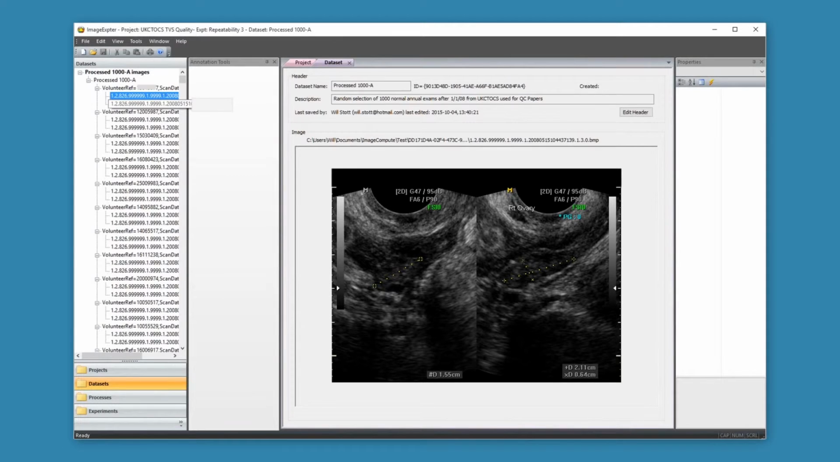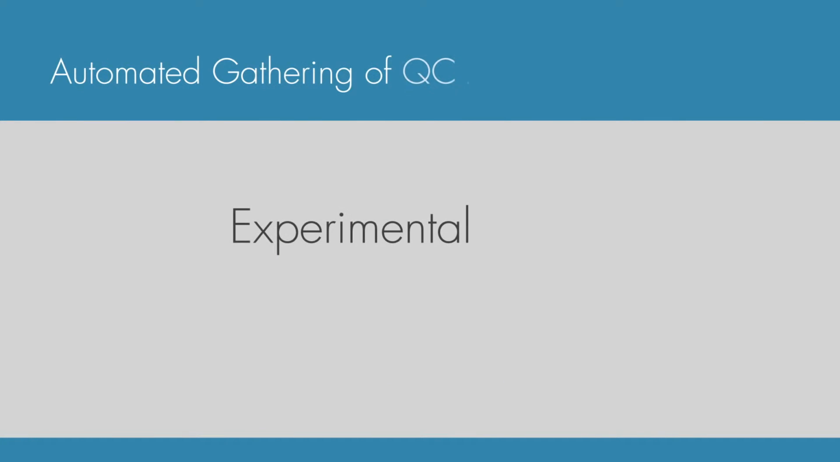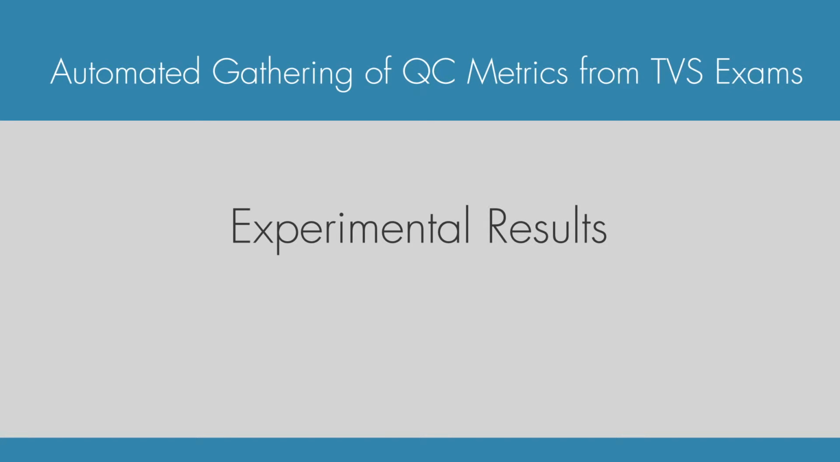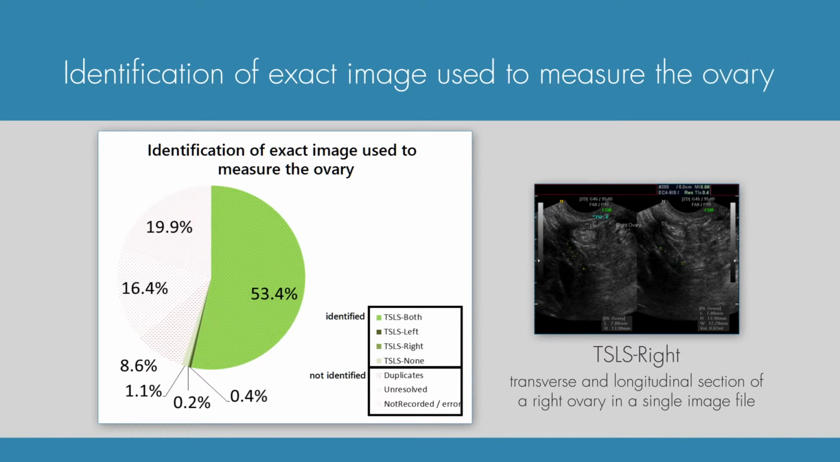In another experiment, we identified the exact image used by the sonographer to measure the ovary from all the other images in the exam. This formed the basis of our work to automate the gathering of QC metrics from static images created during a TVS scan. We couldn't find the exact image the sonographer used to measure the ovary for all exams because not every exam has its images stored, and other exams have more than one image with the same caliper marks.